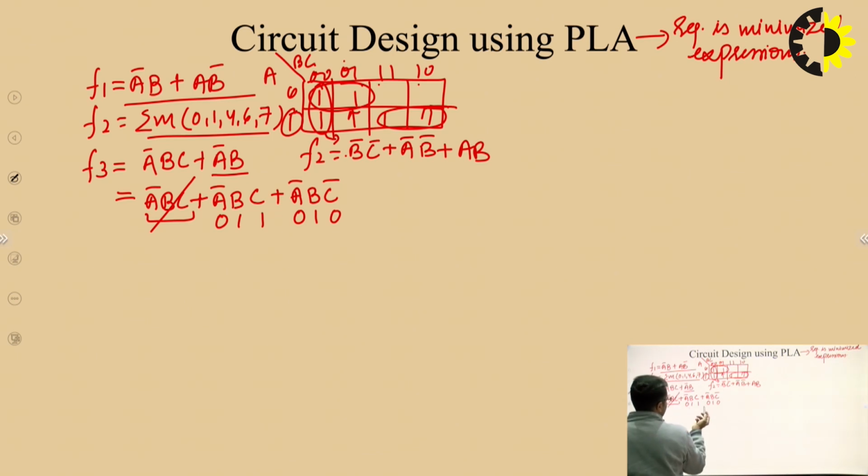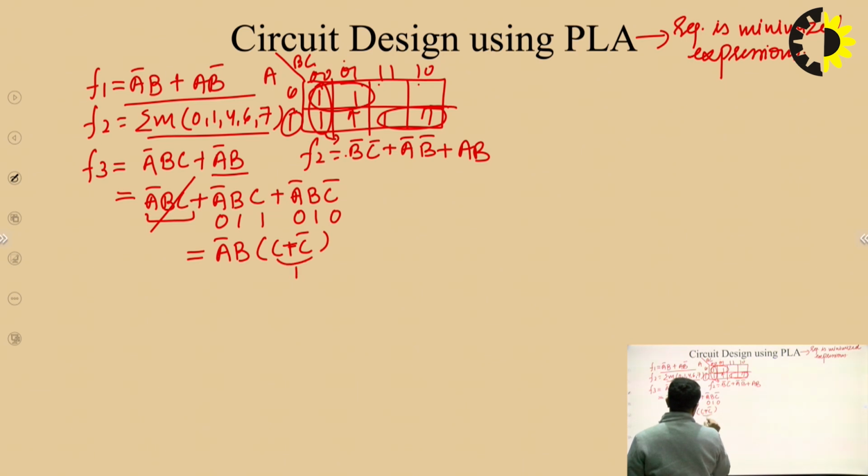So either I can solve the K-map, or I can simply take A bar B as common, and it will become C plus C bar, which is equivalent to 1. Okay. So ultimately the answer is A bar B. Okay. So I can see now that all three expressions are minimized.